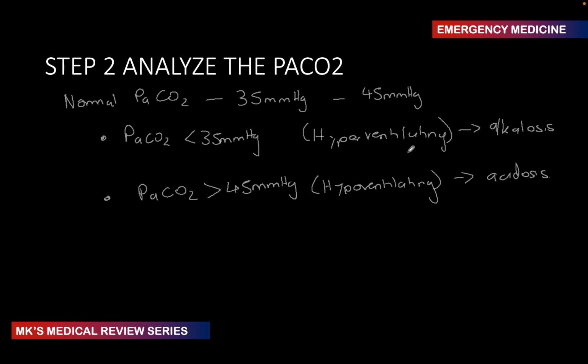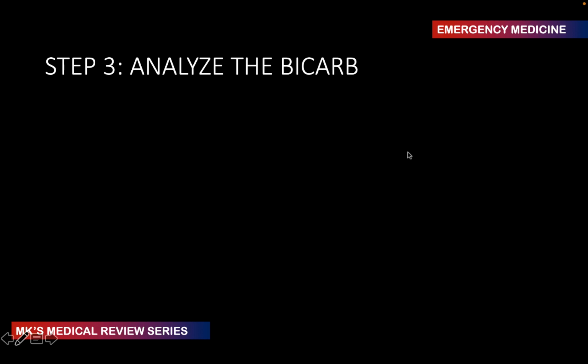Remember, step one, you first analyze the pH to see whether it is acidic or alkalinic. The next thing is to analyze the partial pressure of carbon dioxide to determine whether it indicates alkalosis or acidosis, or whether it's normal, between 35 and 45. I'll explain how you're going to tie these two together so that you can determine whether this person has a respiratory acidosis, a respiratory alkalosis, or a metabolic acidosis or alkalosis. So that's our step two.